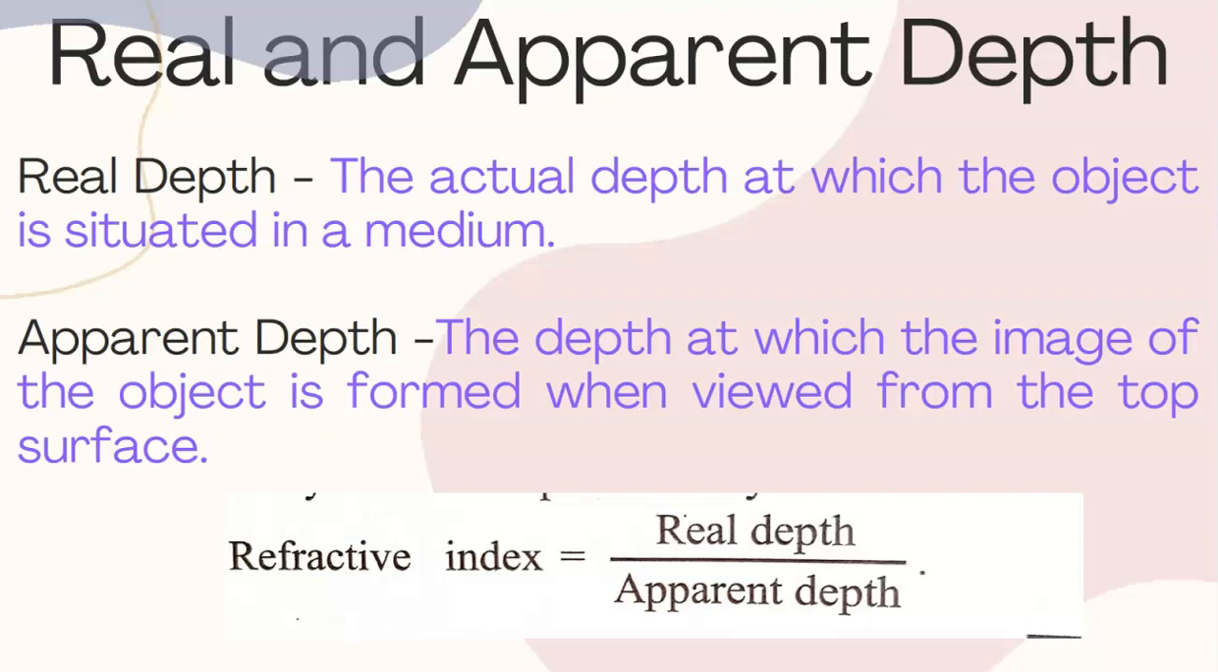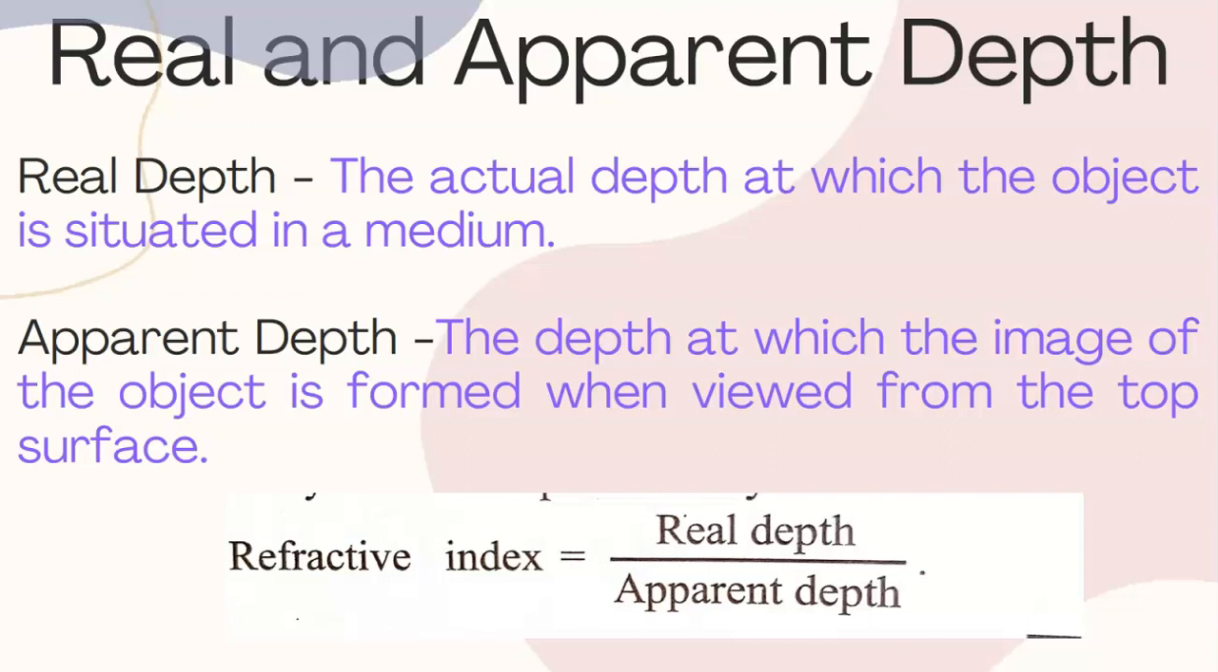Real depth: the actual depth at which the object is situated in a medium is known as its real depth. Apparent depth: the depth at which the image of the object is formed when viewed from the top surface is known as its apparent depth. And we come to the third equation of refractive index here. Refractive index equals real depth upon apparent depth.